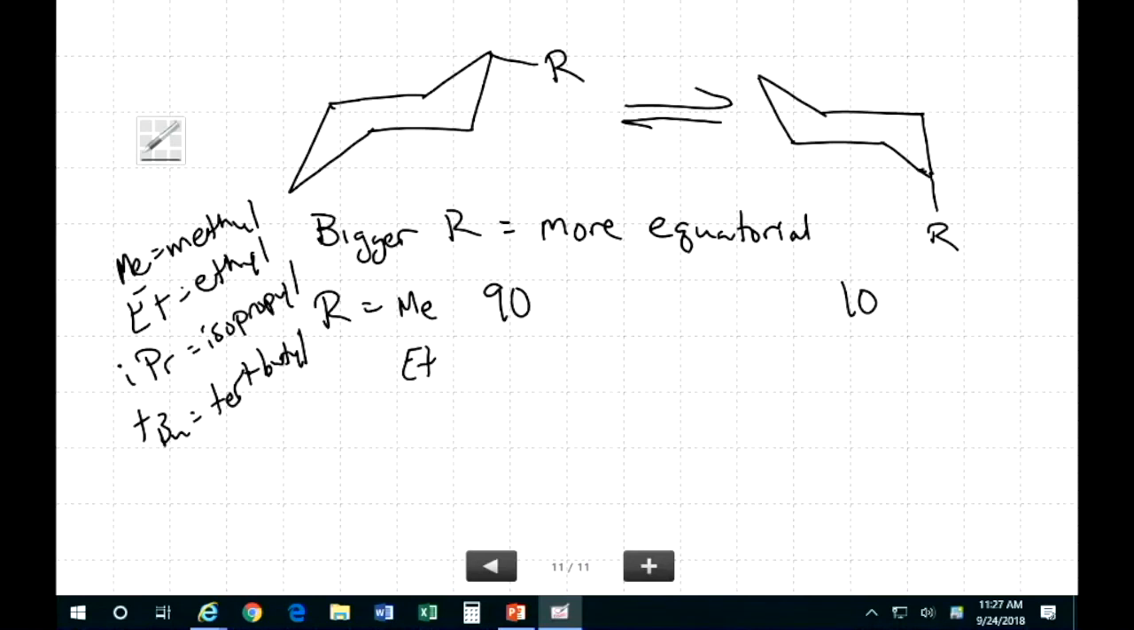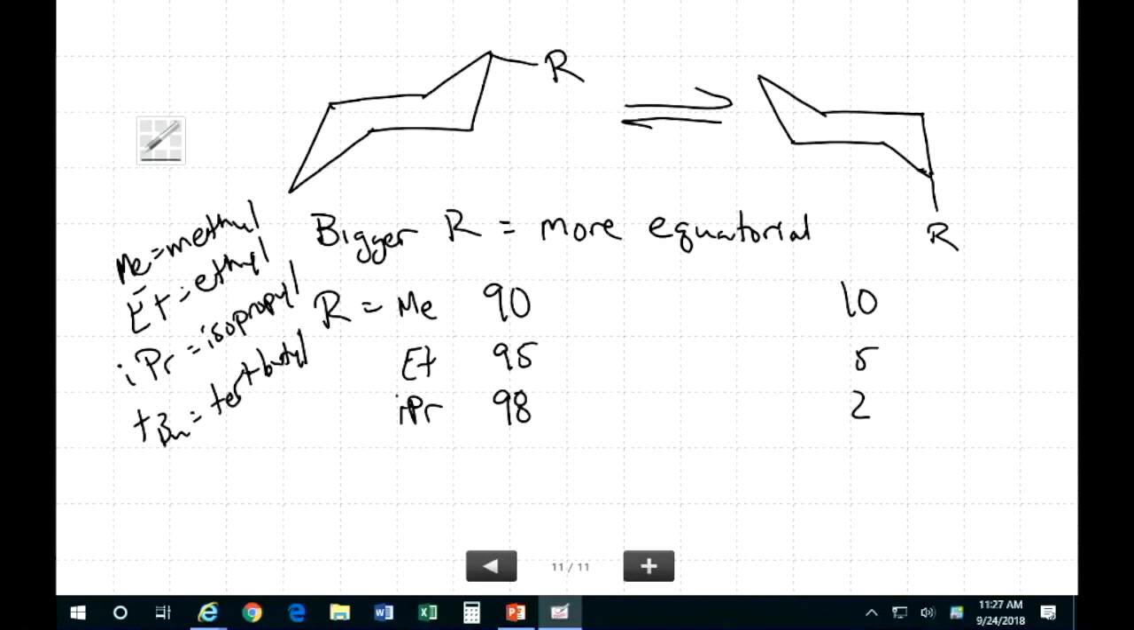Right, so if we go to ethyl, ethyl is a little bit bigger than methyl. There's one more carbon, but it's not that much bigger. It's like 95 to 5. And then we have isopropyl. Isopropyl has 2 extra carbons, so we're at like 98 to 2. So as the groups get bigger, there's a greater preference for them to be equatorial, because as that group gets bigger, the A13 interaction gets bigger as well.